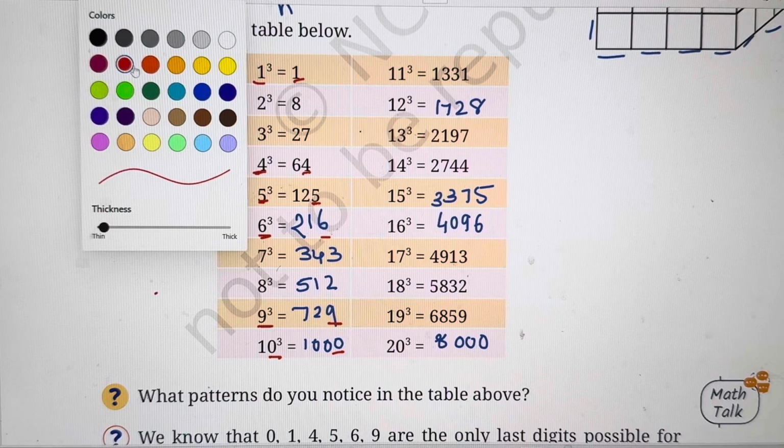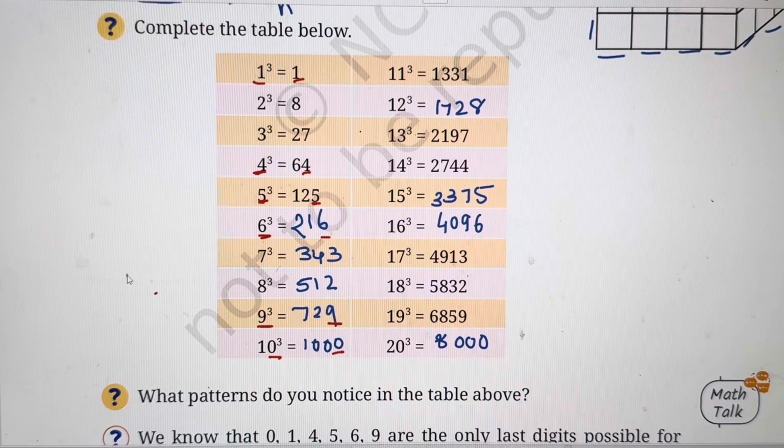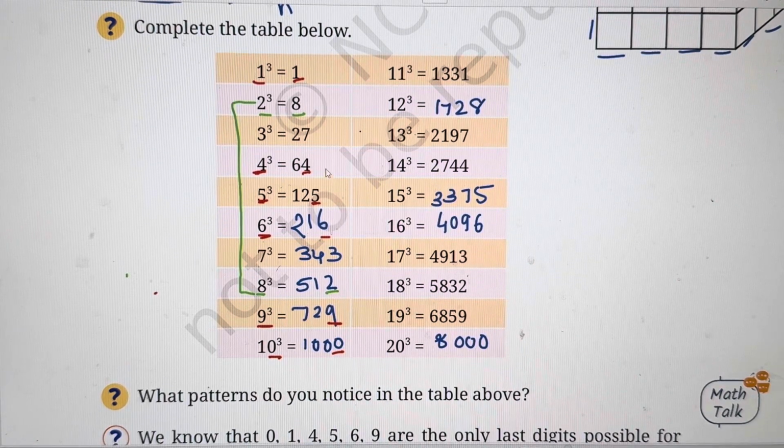Then let us use some other color. Now if you see 2 cube, the last digit is 8, and for 8 the last digit is 2, right? So you can remember this 2 and 8. The last digits are swapped. If the number is 2, then the last digit of its cube will be 8. And if the number is 8, the last digit of its cube will be 2, right?